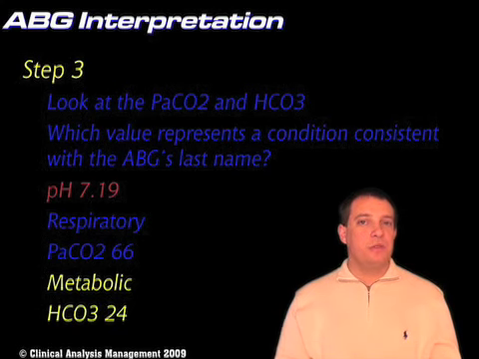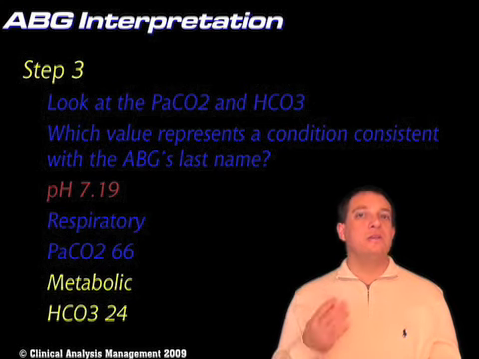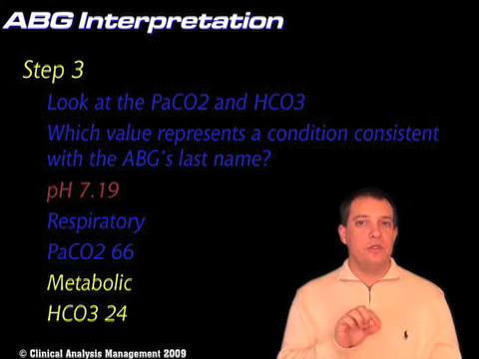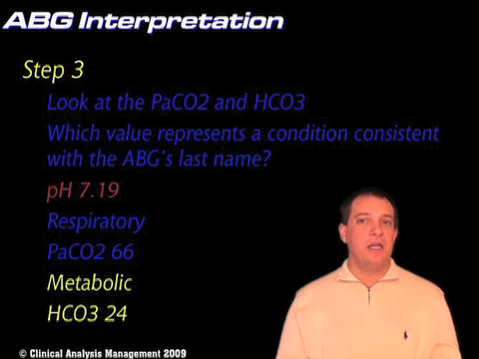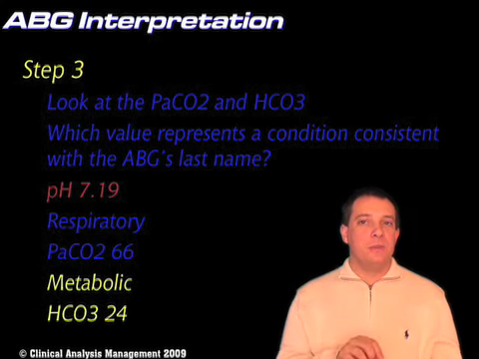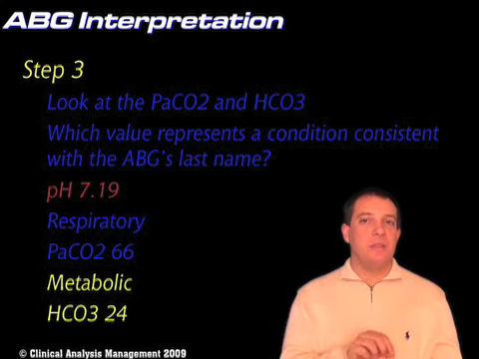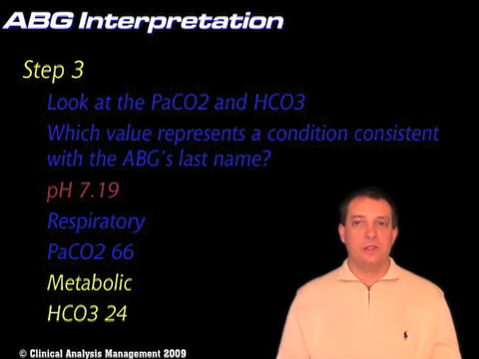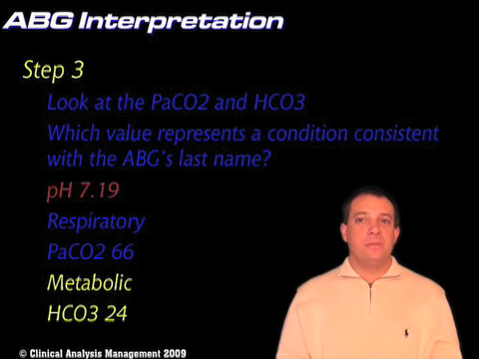But let's look at the bicarb too. The bicarb is 24. Is that acidotic, alkalotic, or normal? That is normal, right? Because remember that a bicarb we said was normally between 22 and 26. This is 24, it's right smack dab in the middle, so it does not match the pH. So which is the middle name? It's respiratory, right? So when we put that all together, we said the pH was 7.19, so the first name, last name was uncompensated acidosis, and the CO2 was 66, which matches, so that makes it an uncompensated respiratory acidosis.